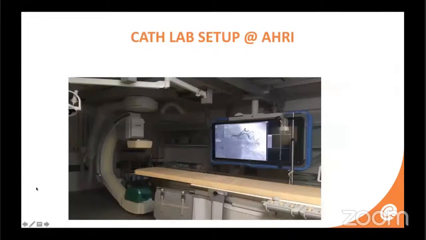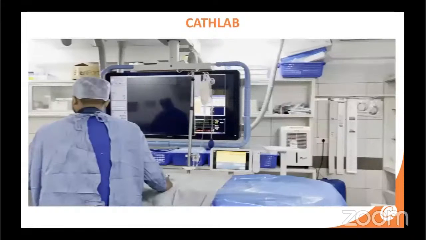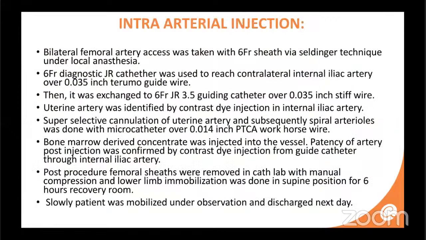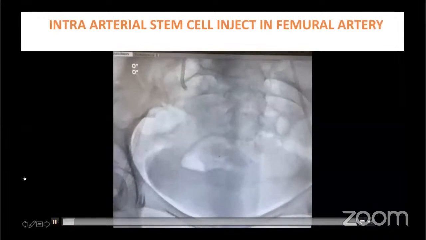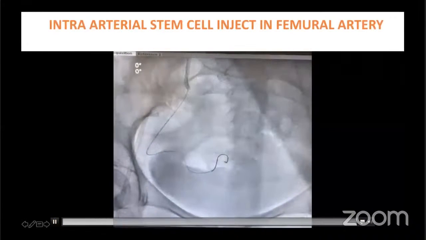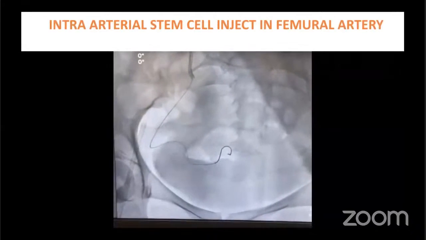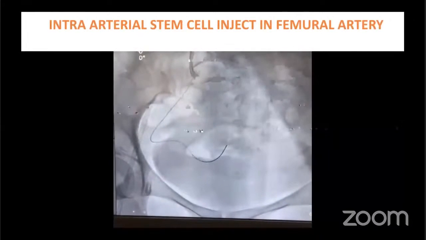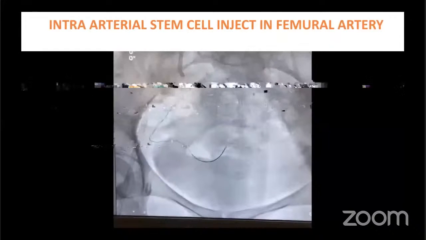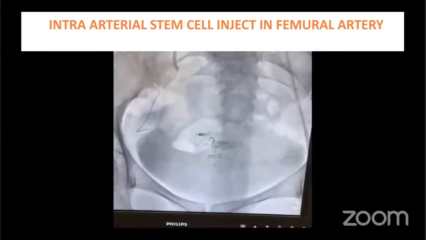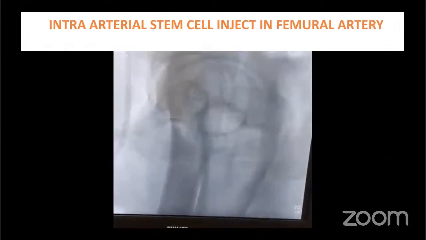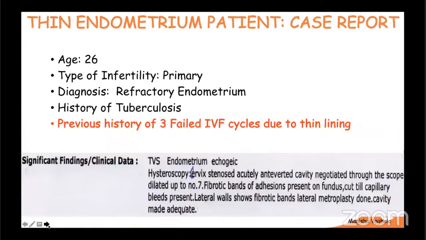This is the cath lab setup, wherein if you want to instill it directly into the uterine arteries, spiral arterioles, this can be done in the cath lab by gaining access through the femoral artery. So this is basically the video of the cath lab procedure which is being done. As you can see, the access is gained through the femoral artery, ultimately moving up to the uterine artery, and then you will be able to see a fantastic flow into the spiral arterioles within the myometrium of the uterus, and this gives excellent results.